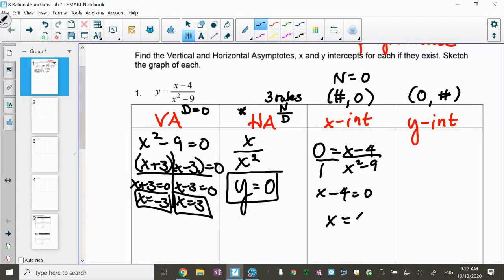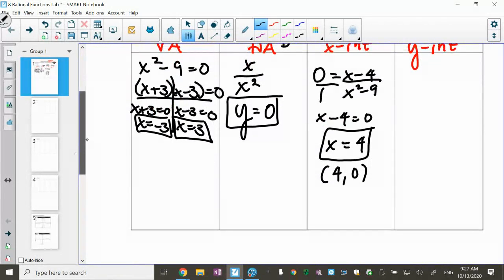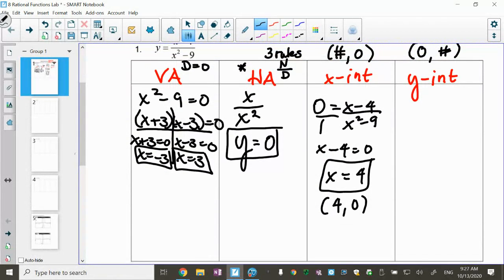Now here's the thing. That's right, but it's a number. So it's a point on the graph. So we write it as (4, 0). Do not leave it as x equals 4. These are actual lines. So that's fine with these, but here I want you to tell me, oh, this crosses at the point (4, 0). Okay?